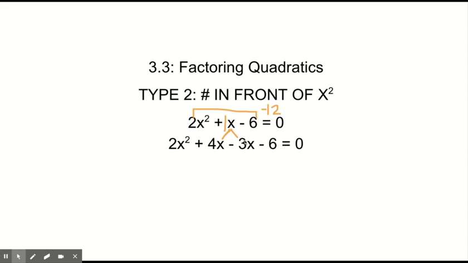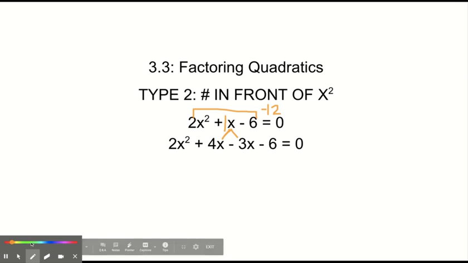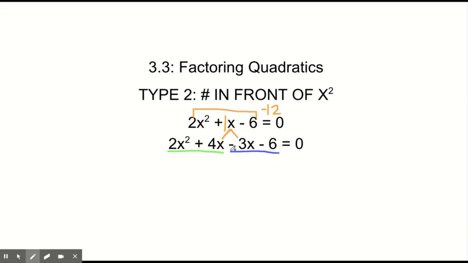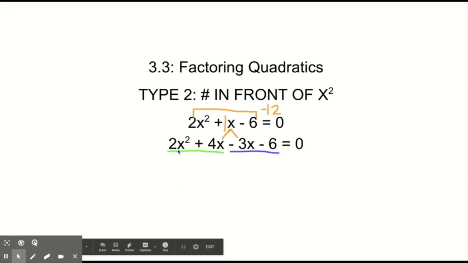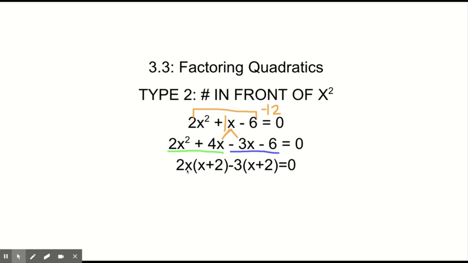You do not go straight to parentheses. You can only go straight to the parentheses if there's not a number right here. Then you're going to group together these two and these two and take out their greatest common factors. So you can divide both of these by 2x. So you're going to put a 2x on the outside. 2 divided by 2 is 1x.